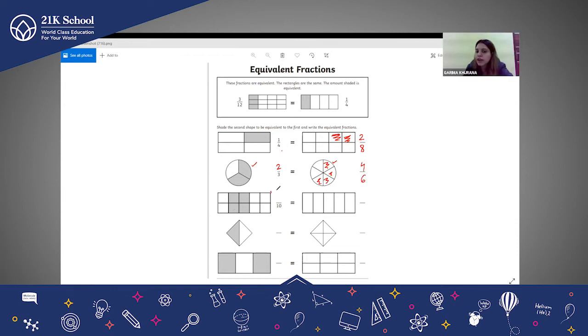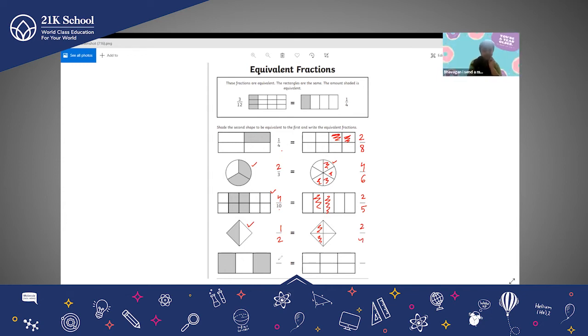Very good. Now, what is the fraction in this part? 4/10. Very good. Now, how many parts shall I color here to make it look exactly as the previous one, 2/5? 2 are colored and the total parts are 5. In the next one, 1/2. What is the equivalent? 2/4. Good.